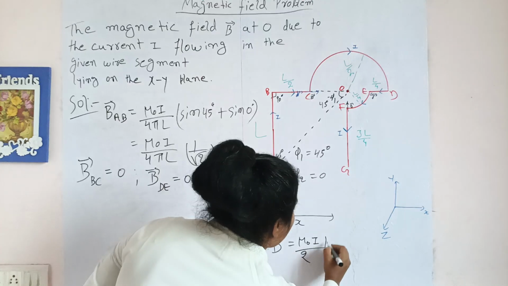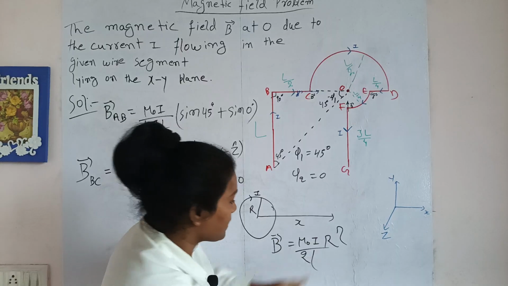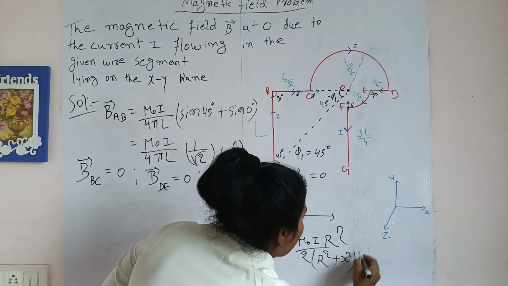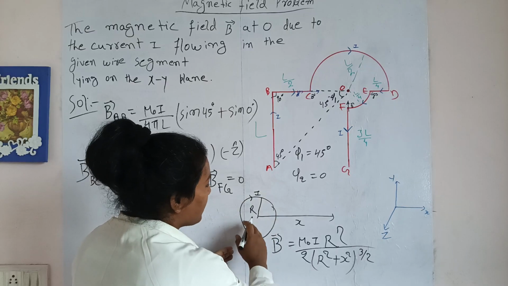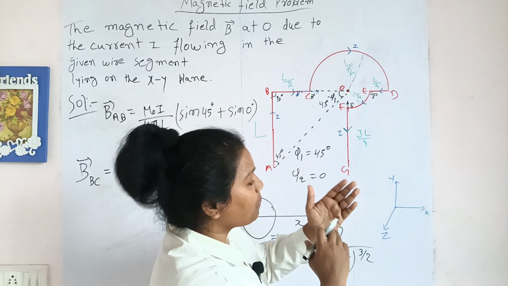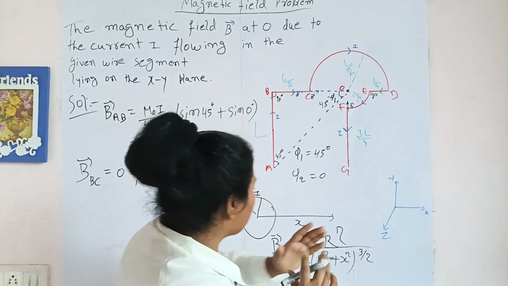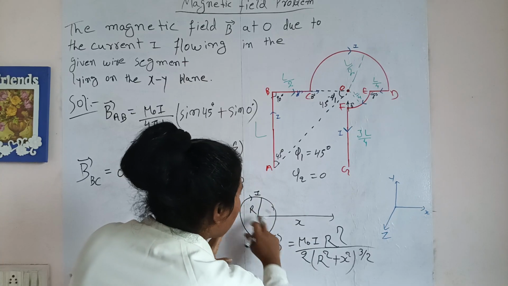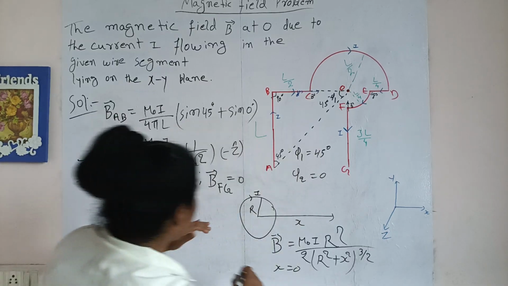Here r squared by r squared plus x squared, to the power 3 by 2. This is a derived result for a circular current carrying wire at a distance x from its axis. I'll show it in another video. For its center, if x is 0 in this expression, then we need to calculate it here.